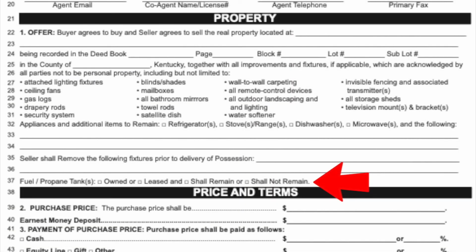Now, line 37 talks about fuel and propane tanks, whether or not they shall remain, whether or not they shall be removed, whether or not they are owned, or whether or not they are leased. So, for example, a propane tank may in fact be leased for a nominal fee every year from the propane company, and it may be underground. Now, a lot of the propane contracts and a lot of the state law talks about how the only people that can service that propane contract, for example, are that particular propane company, because they own it.